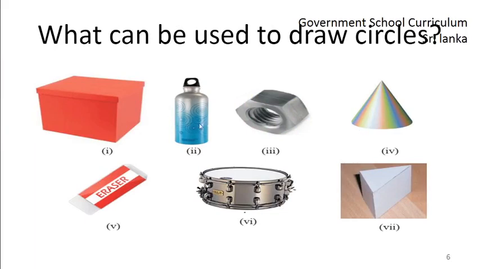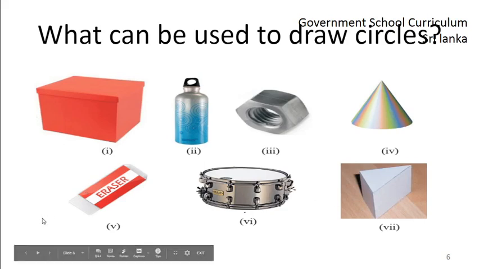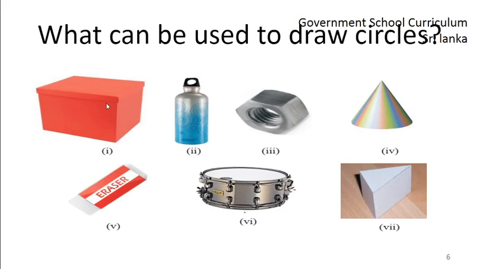So here we have several shapes or several objects. From these objects, what can be used to draw a circle? First one is a box. We can't use a box to draw a circle. Second one is a bottle. We can use this to draw a circle. We can use the bottom of the bottle.